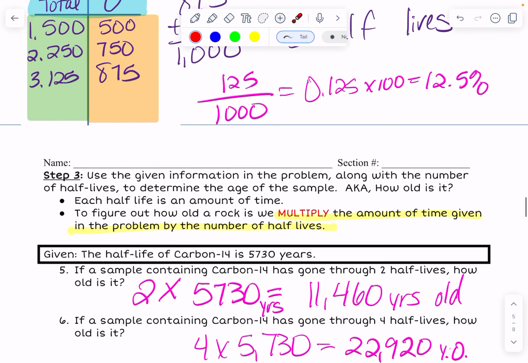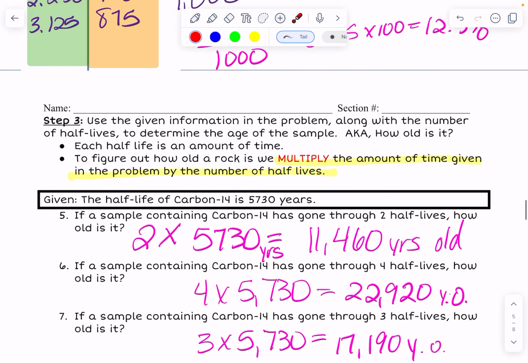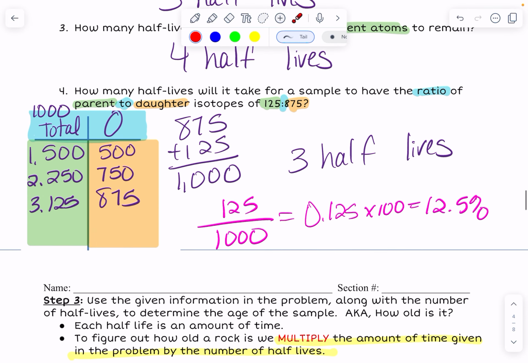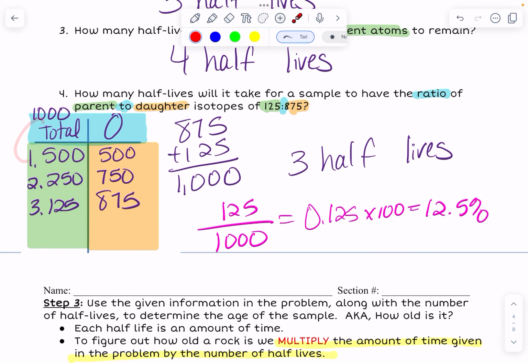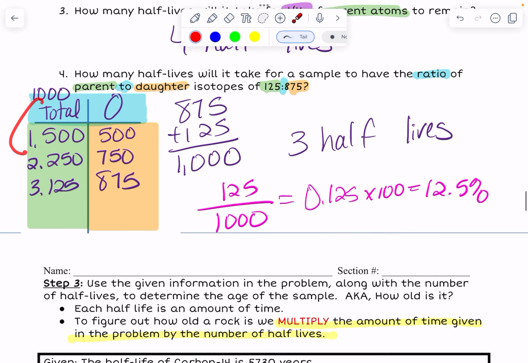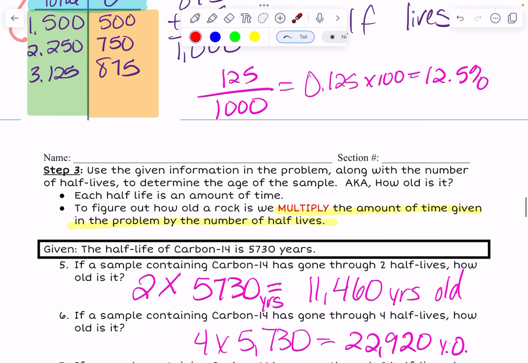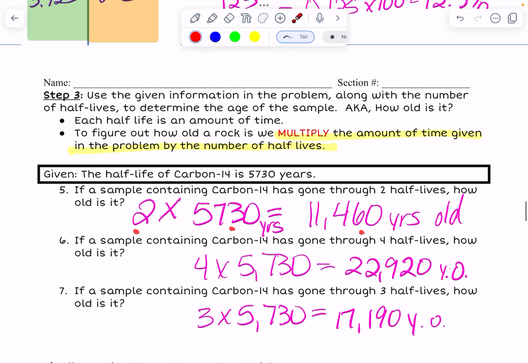So then the next step is to multiply. Each one of those half-lives takes an amount of time. So it might take 1 billion years, it might take 10 seconds, but each half-life counts as an amount of time. So you'll be given the amount of time. So if you know it's 2 half-lives, you just take 2 times the amount of time, and that tells you how old it is. So if it's 4 half-lives and this is the amount of time, 4 times 5,730, it's your number of half-lives.